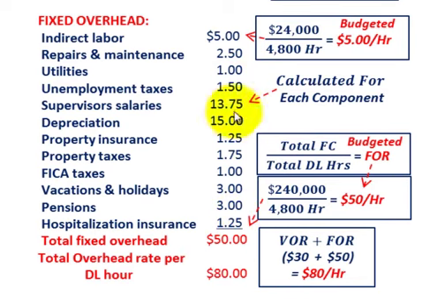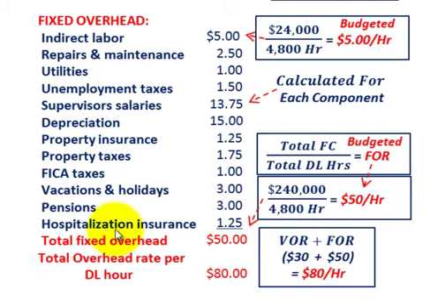You can look at it in these terms too. If you weren't given all of these items, and you knew your total fixed cost for the period, which we estimate at $240,000, you divide it by the total direct labor hours we're estimating, those 4,800 hours. That gives us a budgeted fixed overhead rate of $50 per hour. So that's how you would determine your indirect costs. We looked at the variable component and the fixed component.